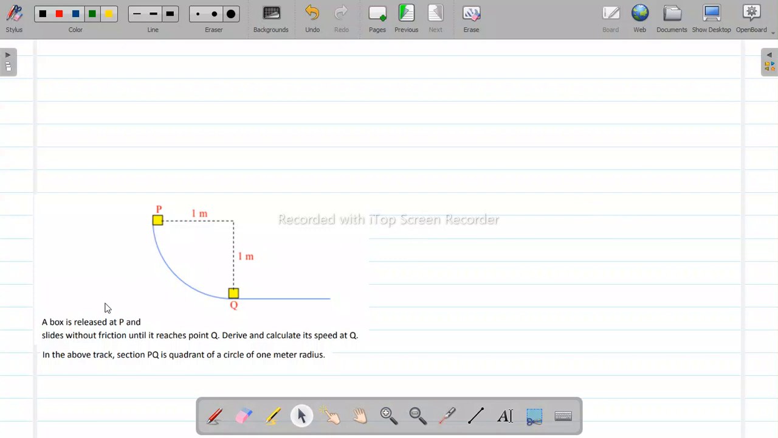Now they are saying that a box is released at P and slides without friction until it reaches this point Q. Derive and calculate its speed at Q. In the above track, section PQ is quadrant of a circle of 1 meter radius. That is, this distance is given to be 1 meter and this is also 1 meter. See, you have to derive an expression for speed.